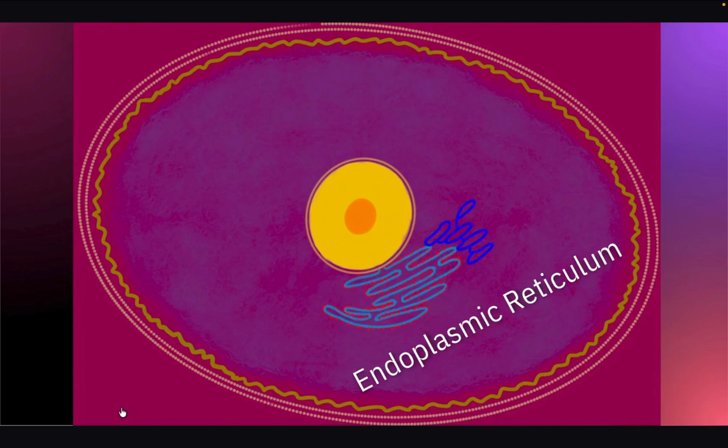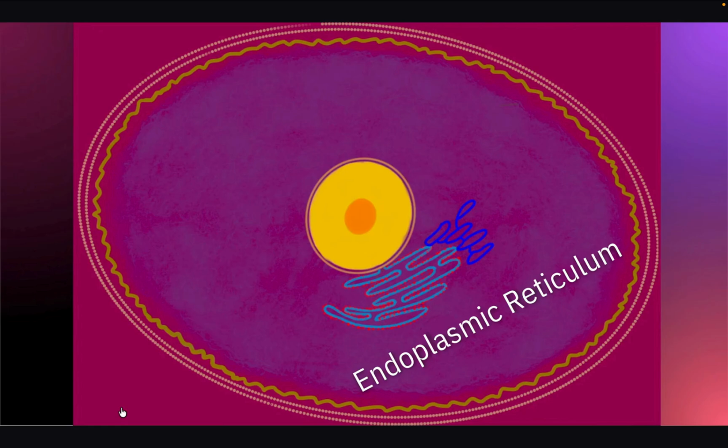The rough endoplasmic reticulum, shown here in light blue, is connected to the nuclear envelope and is covered in ribosomes produced by the nucleolus. The rough ER is where peptides and proteins are synthesized from amino acids. The smooth ER, shown here in dark blue, is connected to the rough ER, but does not synthesize peptides and proteins. Rather, the smooth ER helps to detoxify the cytoplasm, which again includes both the cytosol and the organelles.